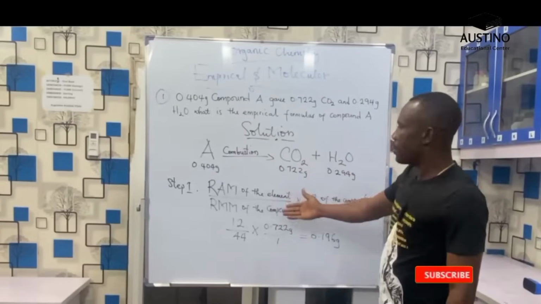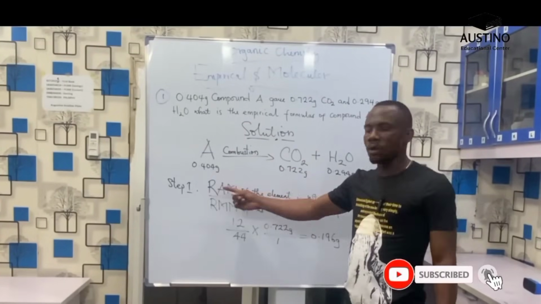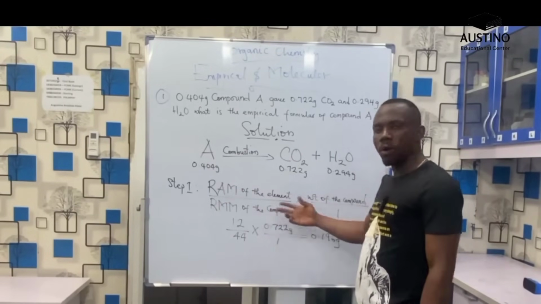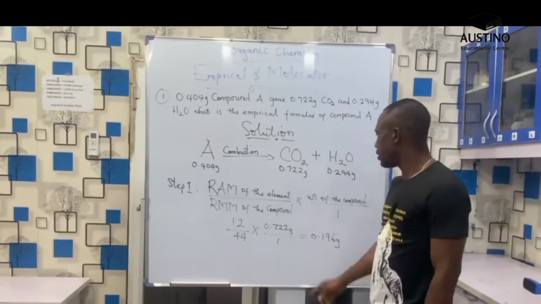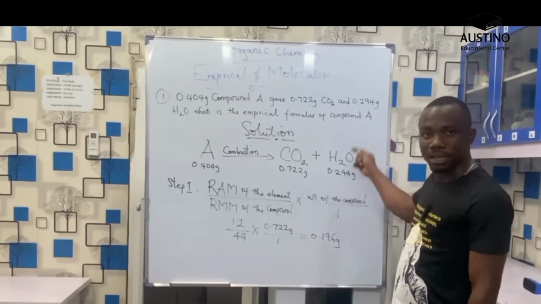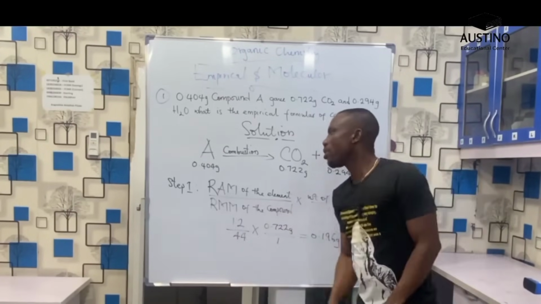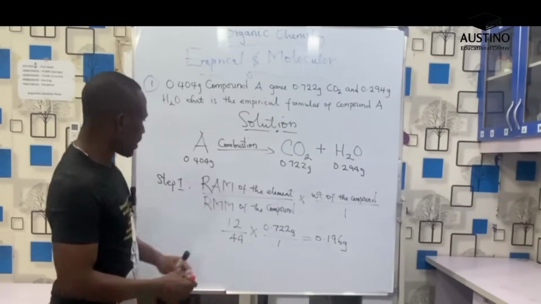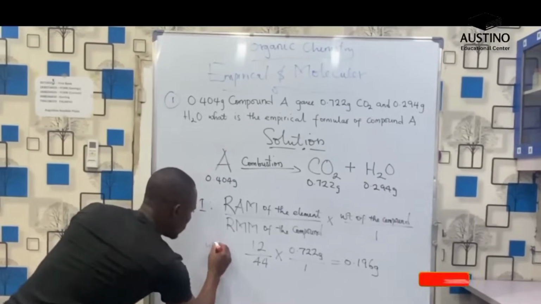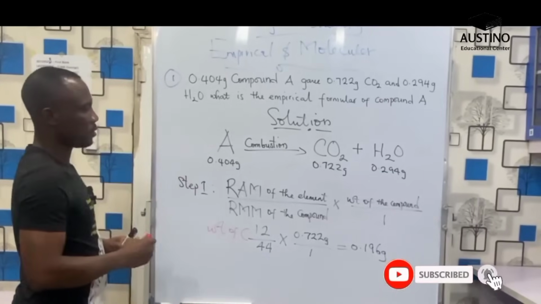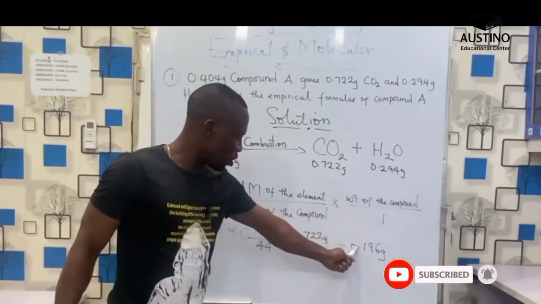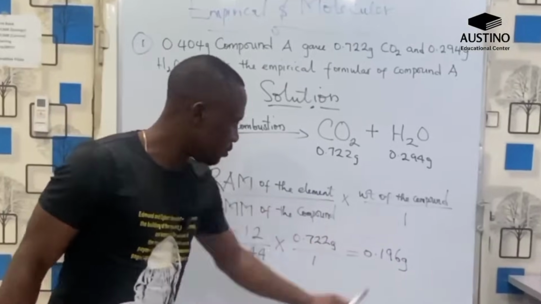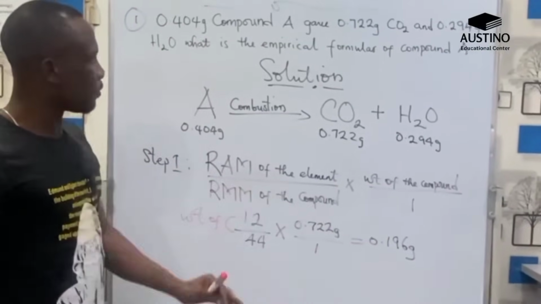Going through the steps, like you have mentioned: relative atomic mass of each element present, all over relative molecular mass of the compound in which the element is found, multiplied by the weight of the compound in which the element is found. That will give us the weight of the element that we are looking for. And so for instance, this is the weight of carbon, and it's already set into the 0.196 from our mathematical expression. We have 0.196 grams. All right, we'll do that for hydrogen.